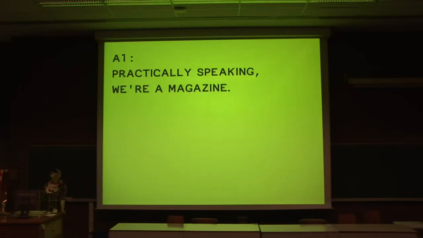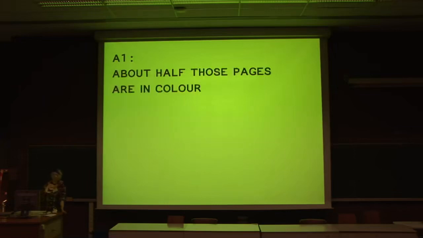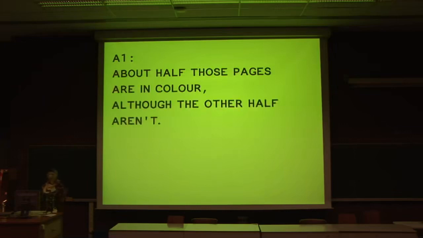So, practically speaking, once again, we're a magazine with pages. In issue 1.1, which incidentally looks a lot like this, because it is this, and if you want one later, you can come and find me, because I've got about 50 of them, and they're free today. So you may want one. So in this, 64 pages, issue 1.1, not including the covers, half of those pages are in color, half are in black and white, because we are literally physically printing a magazine, which means that things like color matter a lot.